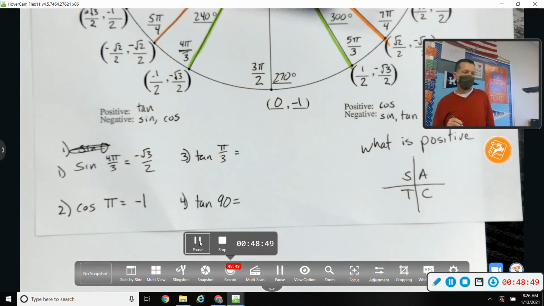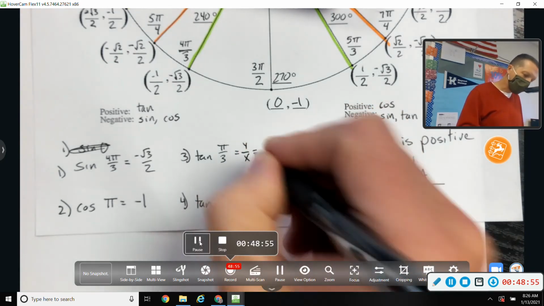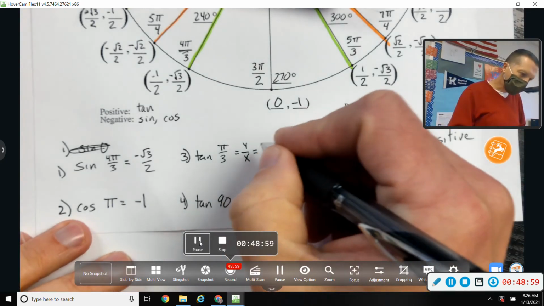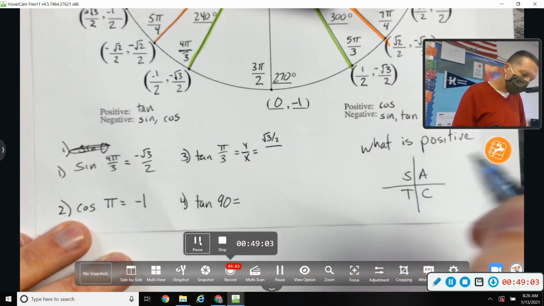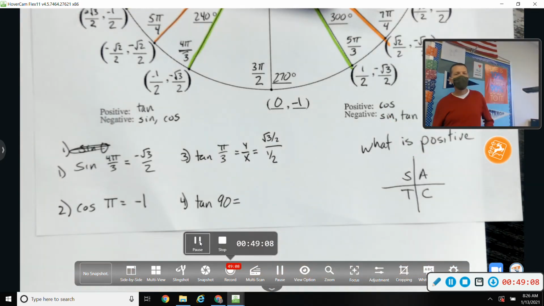Tangent of pi over 3, that's going to be y over x at pi over 3. So it's going to take a little bit of work here. Pi over 3, the y coordinate is root 3 over 2. And the x coordinate is 1/2. And some people can know how to reduce fractions from there. Like both 2's are in the denominator, so they'll cancel.